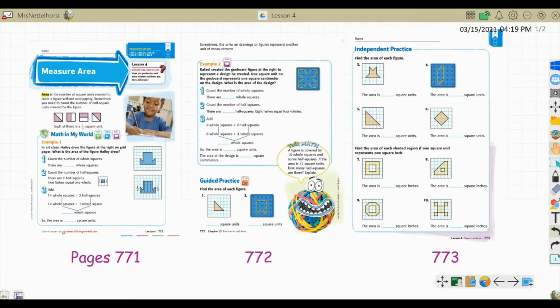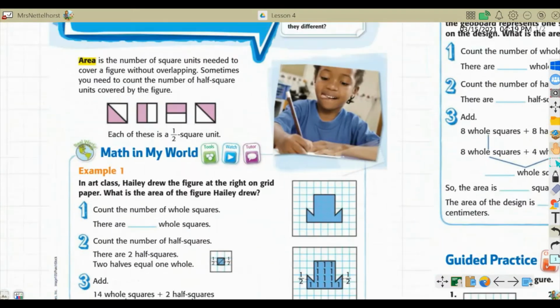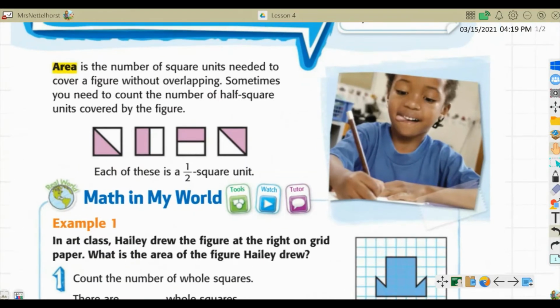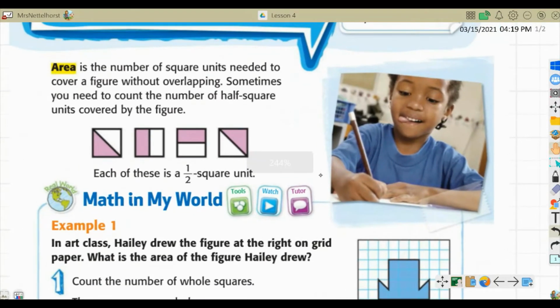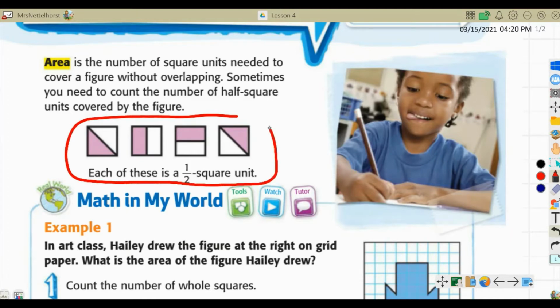Let's go to page 771 first. I'll try and get the other page off the screen so that we're not distracted by the extra doodads in the border. Okay, so as I said before, area is the number of square units needed to cover a figure without overlapping. Sometimes you need to count the number of half square units covered by the figure. So if you look right here, you will see some examples of half square units.